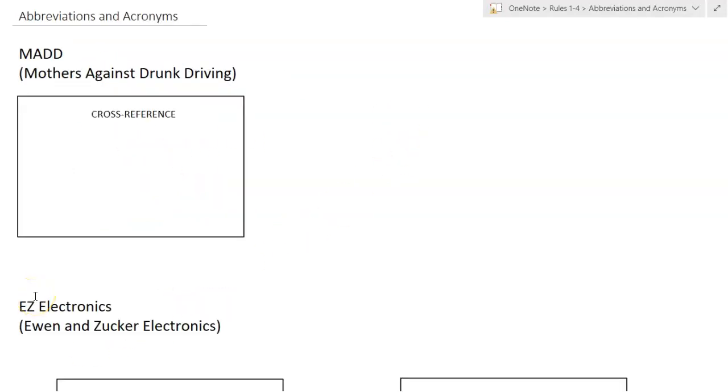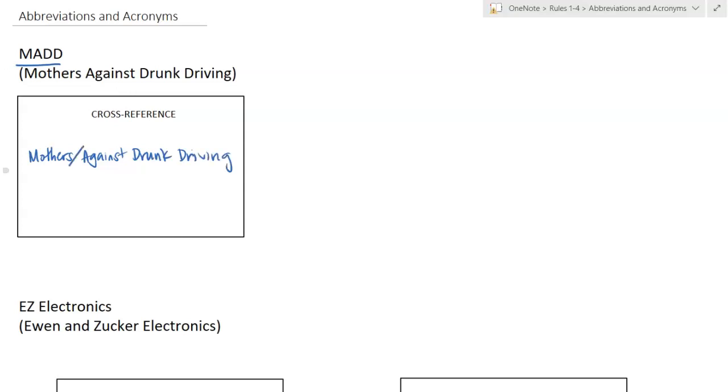I also want to go over abbreviations and acronyms. When a business is commonly known by an abbreviation or an acronym, we create a cross-reference for the full name. For this example, we have Mothers Against Drunk Driving, which is MADD. My original filing segment is simply MADD. When I create my cross-reference card, I'm going to do Mothers Against Drunk Driving.